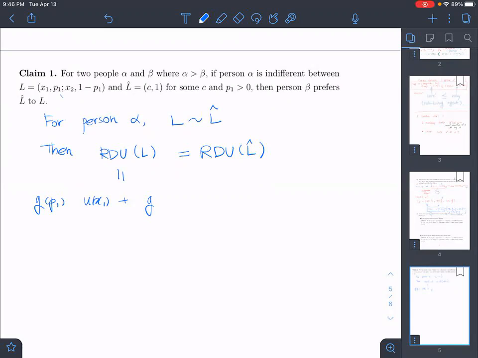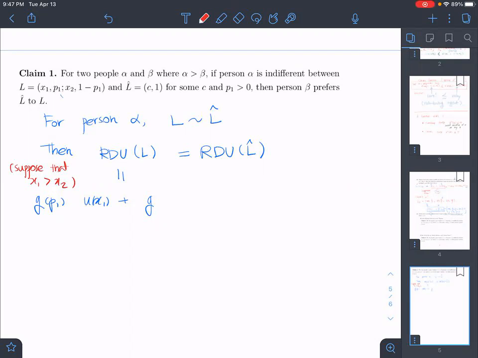So suppose that x1 is greater than x2. This claim works for any case. So x2 can be larger than x1 if you want, but without loss of generality, let me just assume that x1 is larger than x2. Okay? So it can work in the opposite direction.